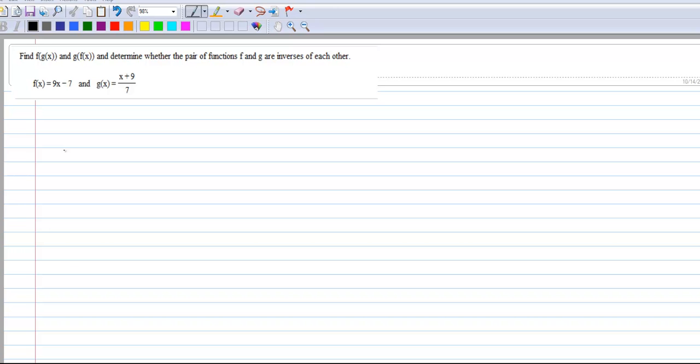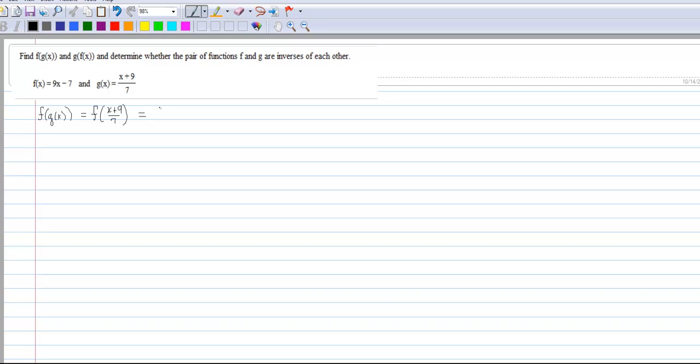In this problem, we are going to use a composition of functions to determine whether or not these two functions are inverses of each other. So first I'm going to work f of g of x. So I'll replace the g of x with the actual expression that is the g of x, x plus 9 over 7.